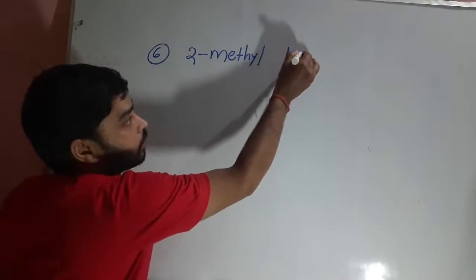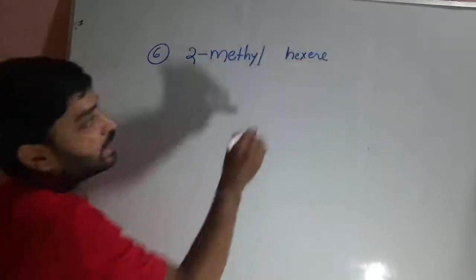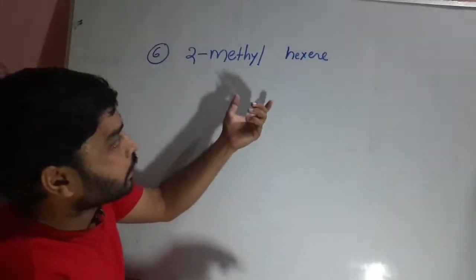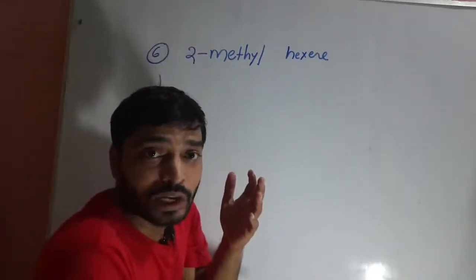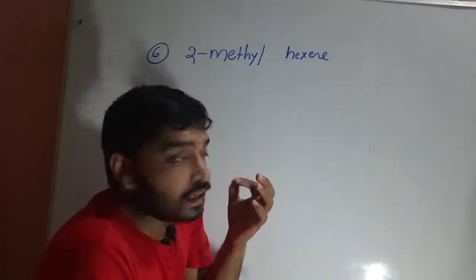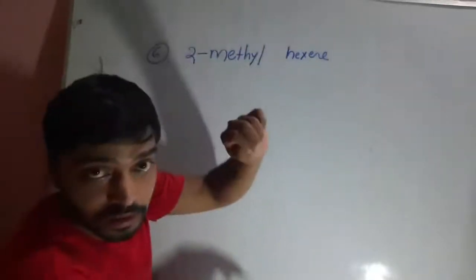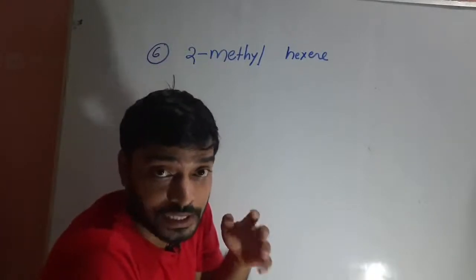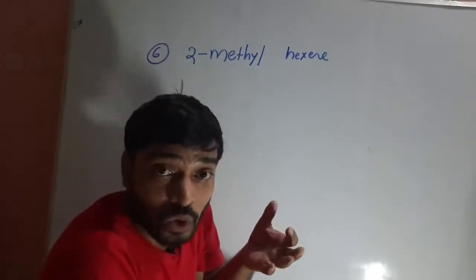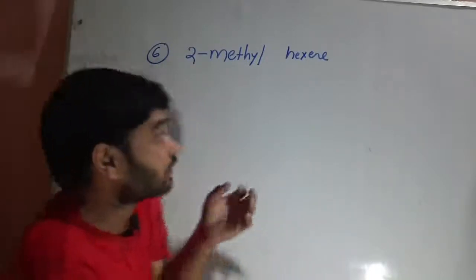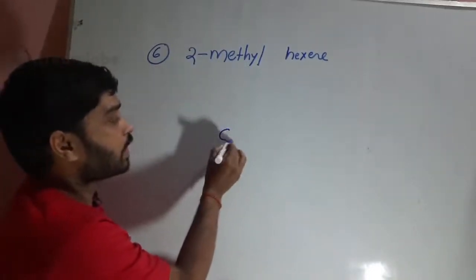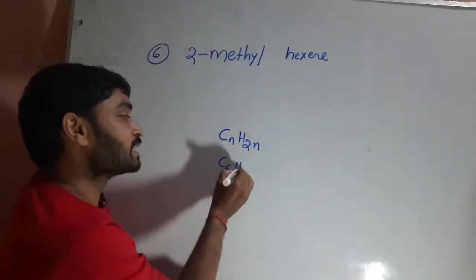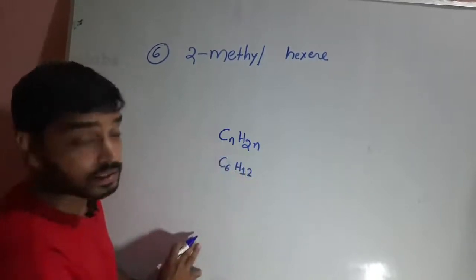Hexene, 2-methyl hexene. So first I have taken a simple example. In the previous questions, we took the alkane, but in this case, we have taken alkene. So alkene has the formula CnH2n. Hexene has the formula CnH2n. From the CnH2n formula, we can put C6, which means H will be 12 for hexene.